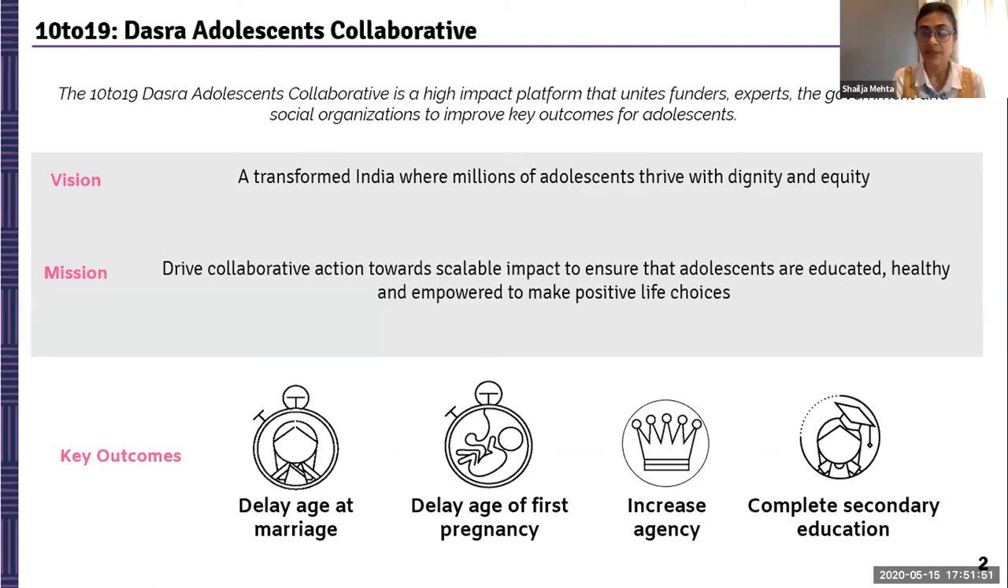I represent the 10 to 19 Adolescents Collaborative. What I'm going to try and do, and it was great to listen to Rikin talk about the power of networks, is take you through a little more about our insights and learnings from running the collaborative. So there are three things. One, when to collaborate and when not to collaborate is what I hope to cover quickly.